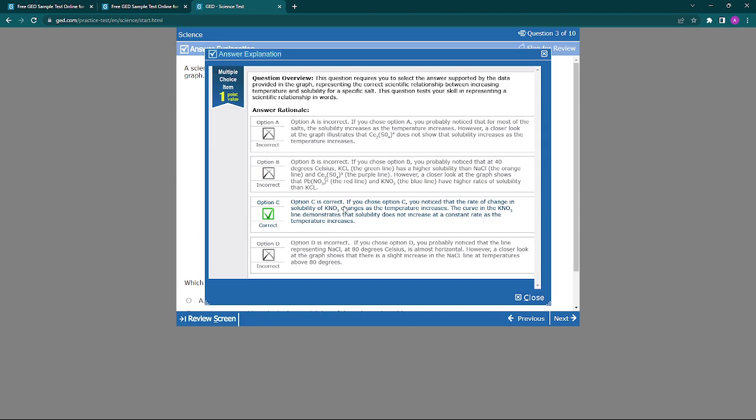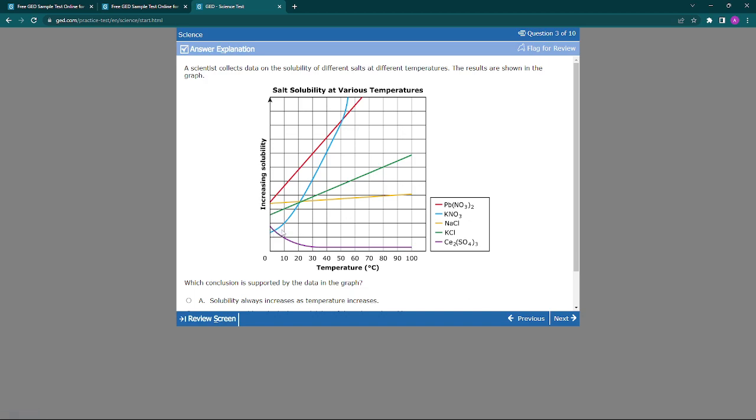Option C is correct. If you chose option C, you noticed that the rate of change in solubility of quinine changes as the temperature increases. The curve in the KNO3 line demonstrates that solubility does not increase at a constant rate as the temperature increases. So yeah, the rate changes. It's still increasing overall, but it would just be a straight line if the rate of change was constant.